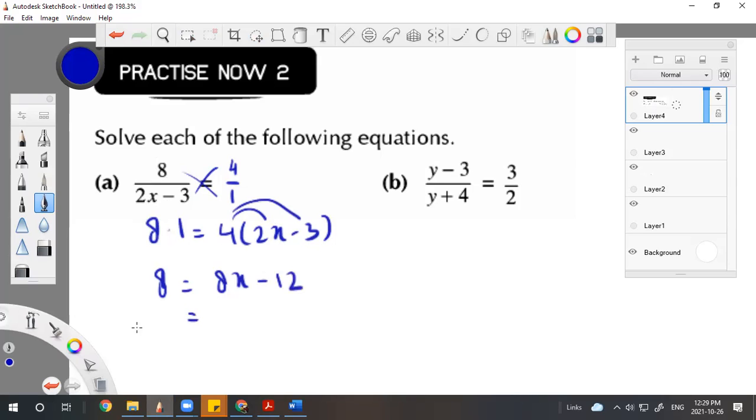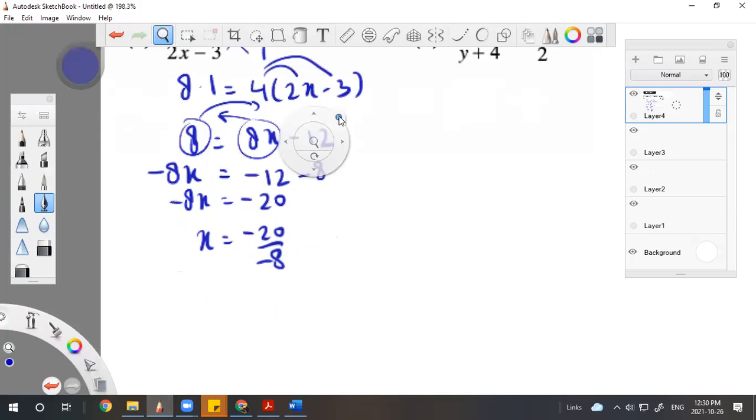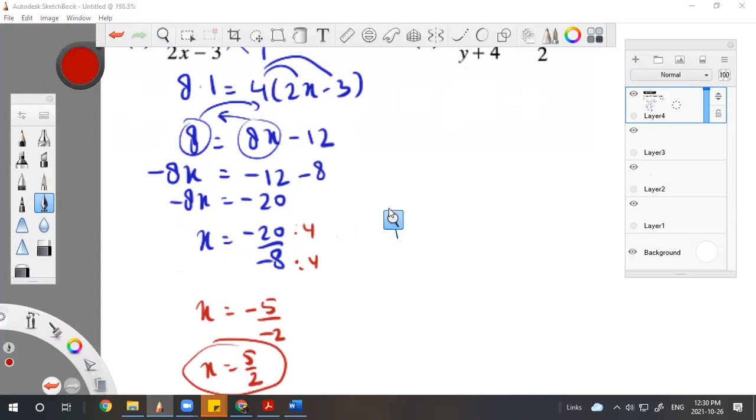And then you move the 8x to the left side, negative 8x, right, to the left, because the unknowns are always on the left side. Negative 12, you put the negative 8 to the right side, becomes negative 8. So negative 8x equals negative 20. Okay, so x would be negative 20 over negative 8. And then what to do next? Just divide by 4. You will get negative 5 over negative 2 or 5 over 2, because negative divided by negative is positive.